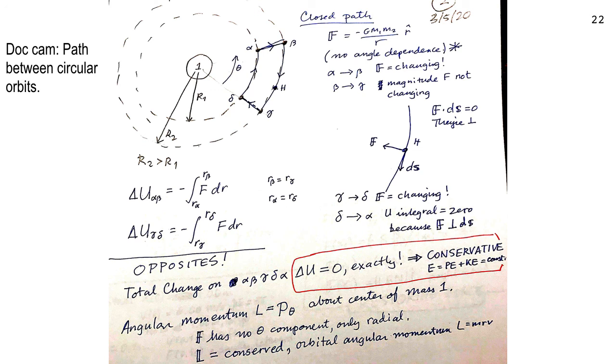Now, all of this is to say that if this is the case, that you have a closed path, in fact, any closed path can be made up of a bunch of segments like these, either curves or radial components, you have a conservative force. In other words, total mechanical energy is defined and a constant. So E equals PE plus KE. KE and PE are not constant, but the sum of them is a constant, right?